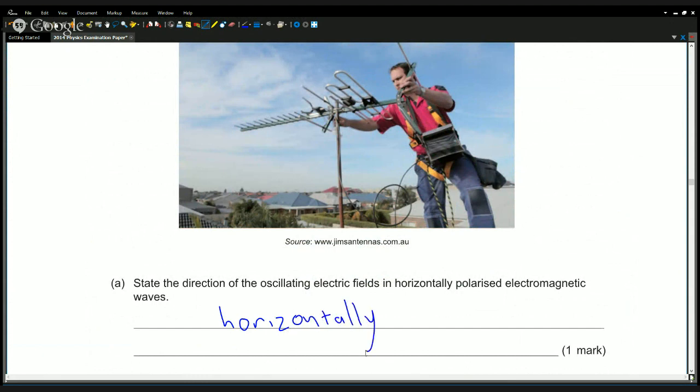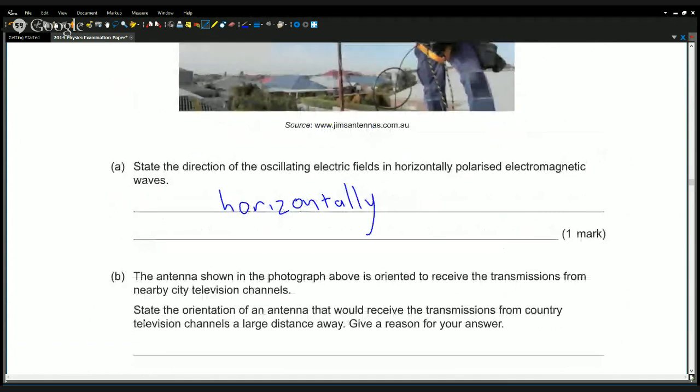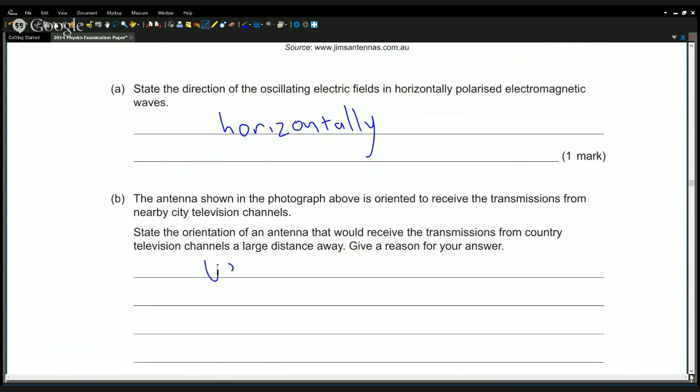If it's the magnetic field, it's at right angles to the direction of polarization. The antenna shown in the photograph above is oriented to receive transmissions from nearby city television channels. State the orientation of an antenna that will receive transmissions from country television channels a large distance away. All right, so usually they're vertical.